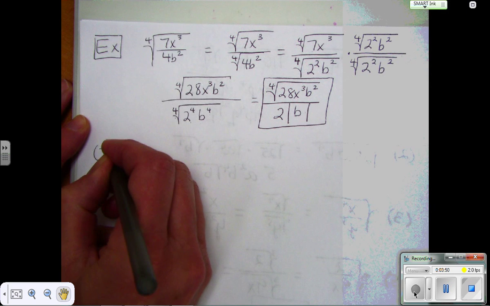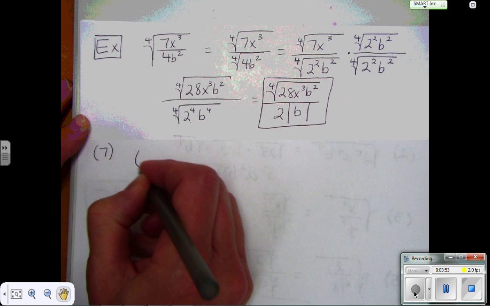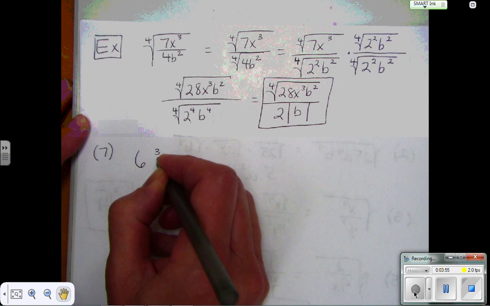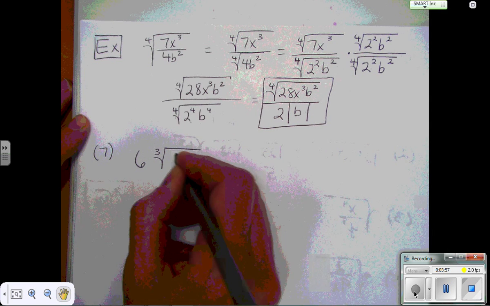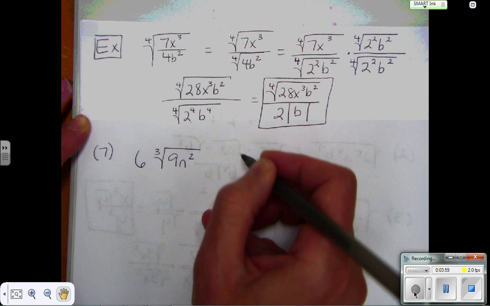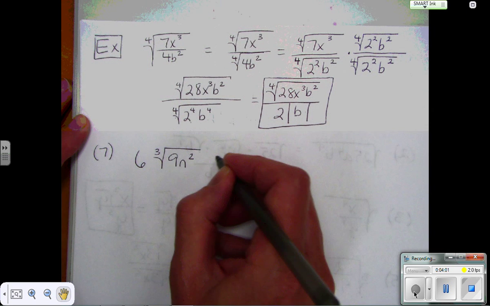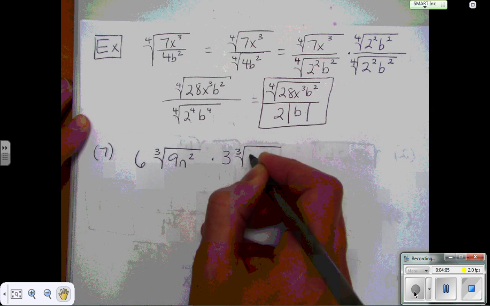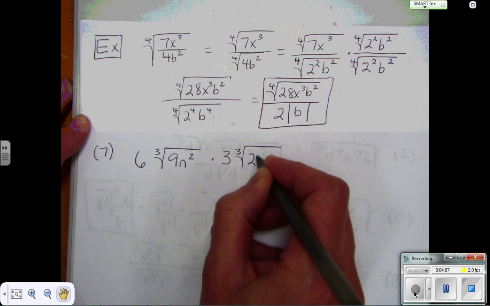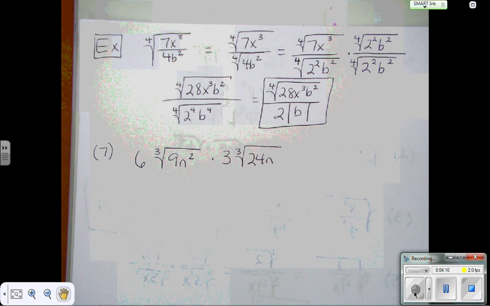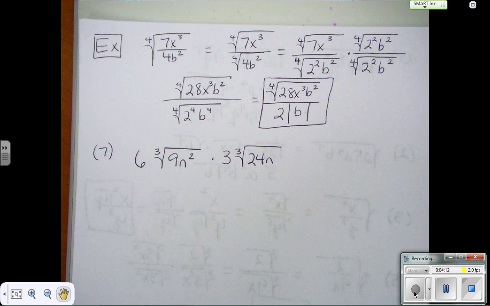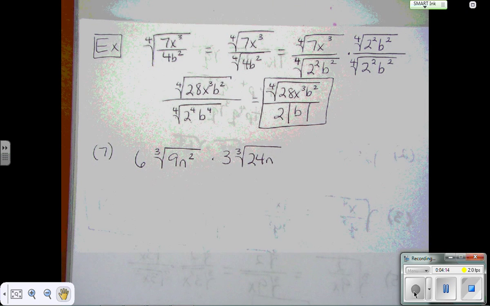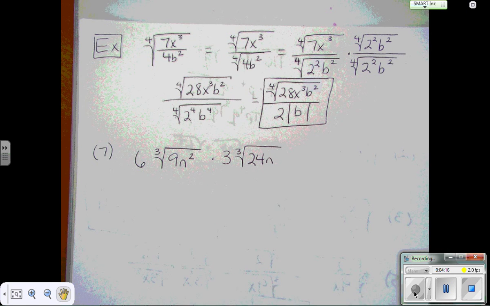This is number 7 on your notes, and that is a 3rd root, I think. Third root of 24n. Okay, so 6 times the 3rd root of 9n squared times 3 times the 3rd root of 24n.